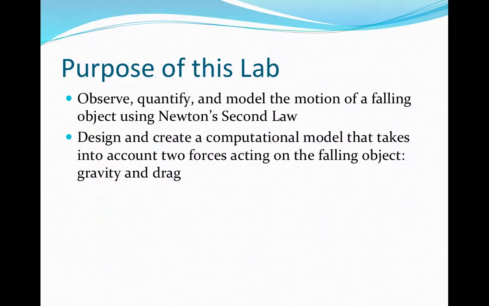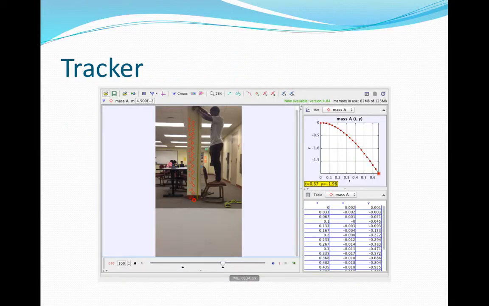The purpose of this lab is to observe, quantify, and predict the motion of a falling object by utilizing Newton's second law. In order to successfully analyze this experiment, one must take into account both the effect of gravity and the effect of drag. The first step of this process was utilizing Tracker.